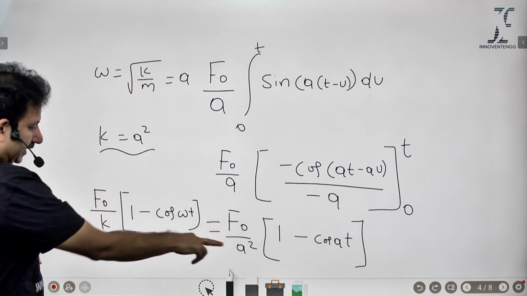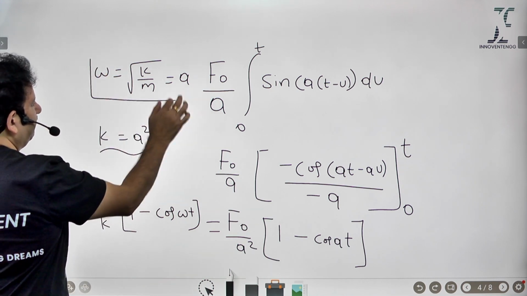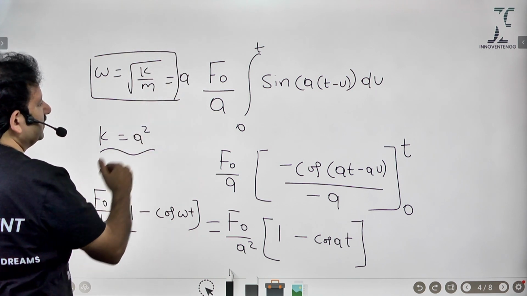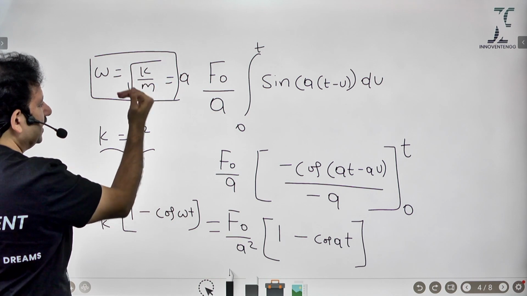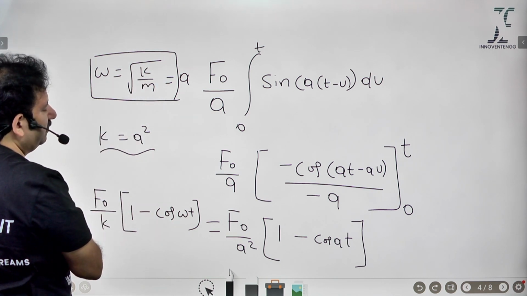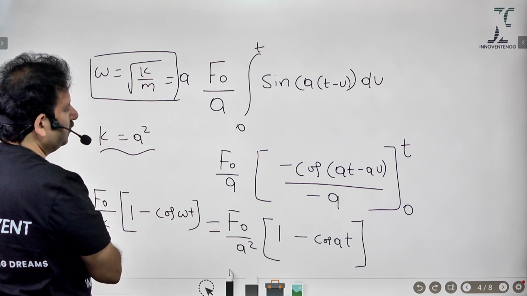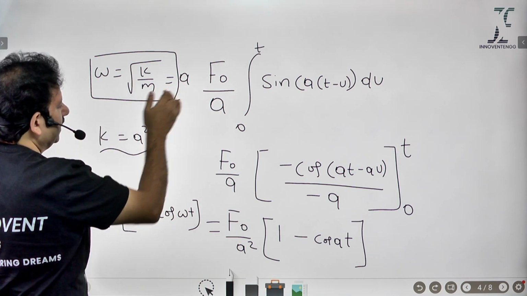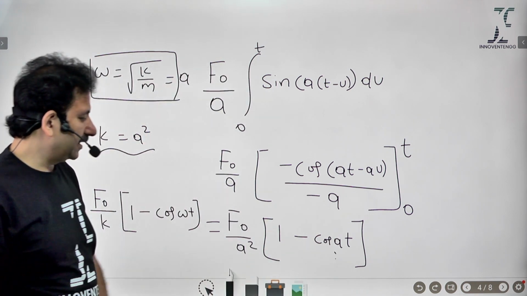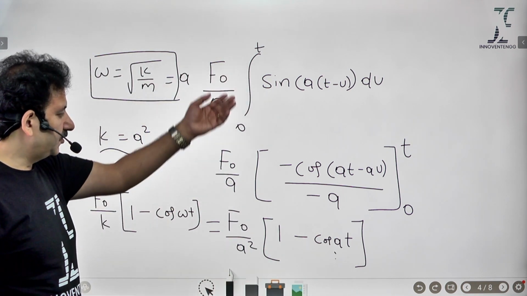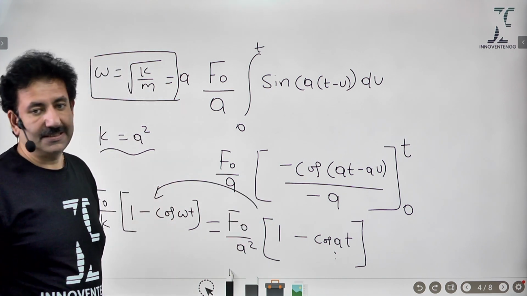So here I can replace a square by k, and also I proved that this is the definition of natural frequency, which depends on inertia and stiffness, right? Inertia and stiffness determine the natural frequency, and therefore if I replace k by a square, and m I put as 1, then I get a as the natural frequency, and this answer we got using convolution theorem exactly fits what we were anticipating, right?